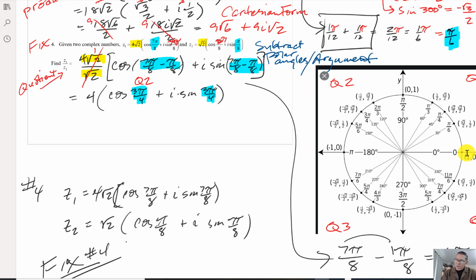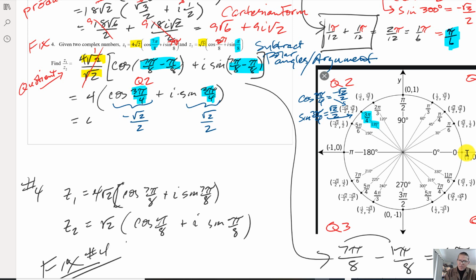3/4 of a pi happens to be the same thing as 135 degrees. I know by looking at this that the cosine of 3 pi over 4 is equal to negative root 2 over 2, and the sine of 3 pi over 4 is equal to positive root 2 over 2 by looking at the triangle. Remember, the x coordinate is always equal to the cosine of the angle, and the y coordinate is always equal to the sine of the angle.